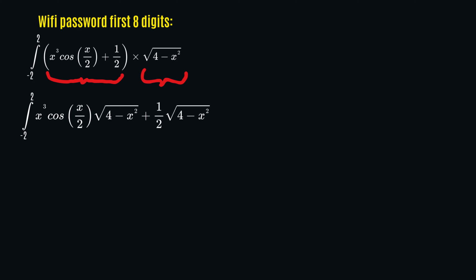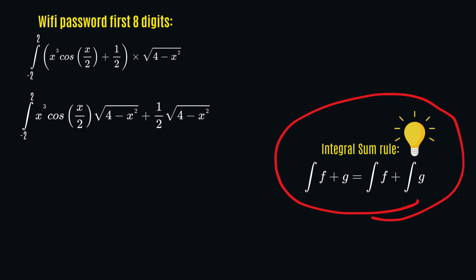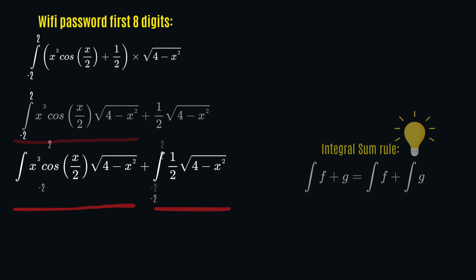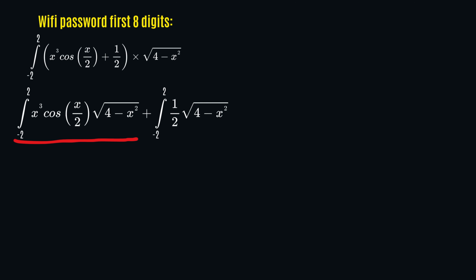Alright, so the first thing we can do is multiplying these two terms together. The next thing is we can use the sum rule of integrals, so it's resulting us in two separate integrals. Alright, then let's look at the first integral.